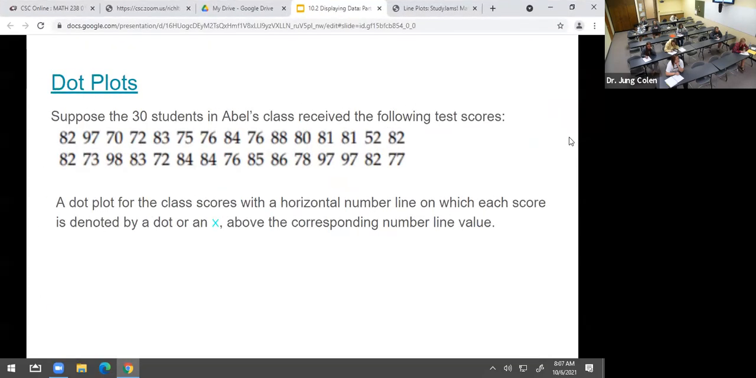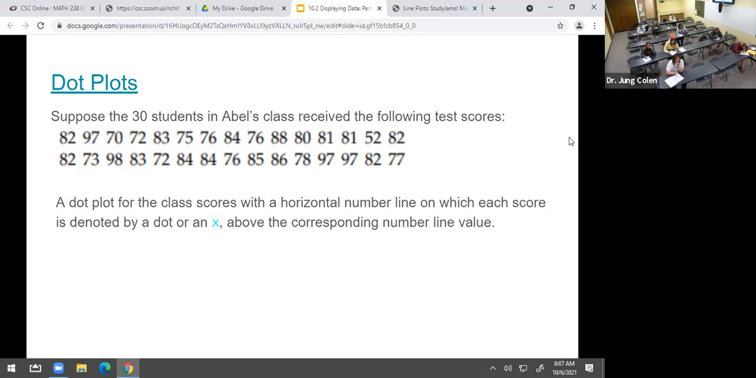Okay, we have 30 students in Abel's class who received the following test scores. So you have 30 different scores there. Some are repeating, right? Because Tana and Jalen can have the same score. So it can happen too. I want you to make a dot plot using this data.